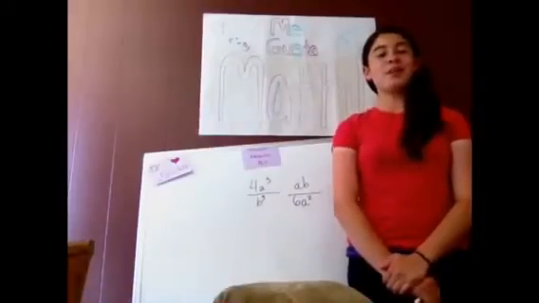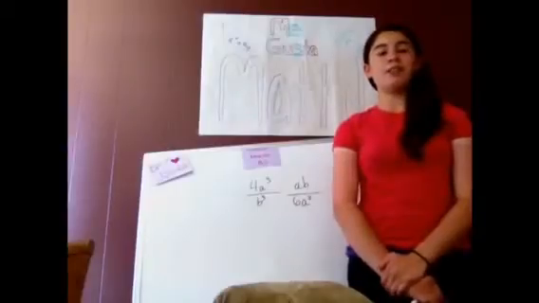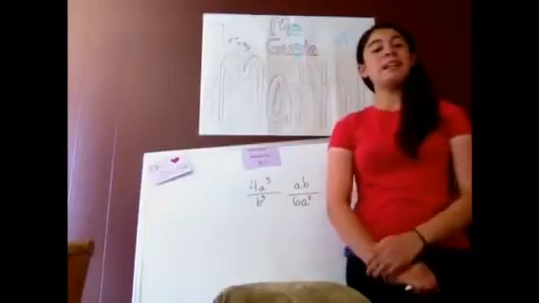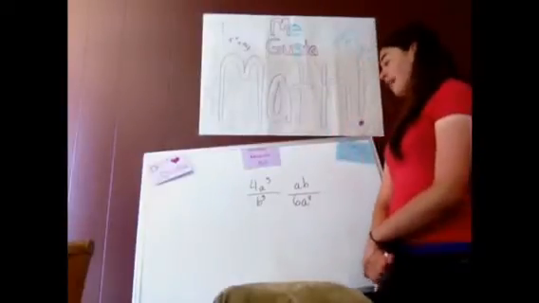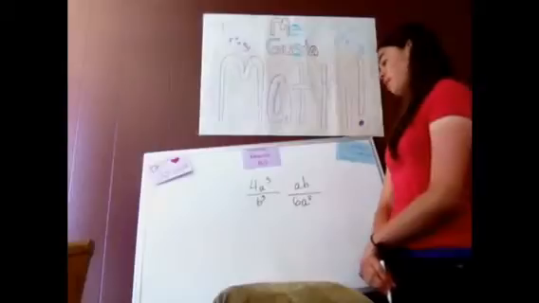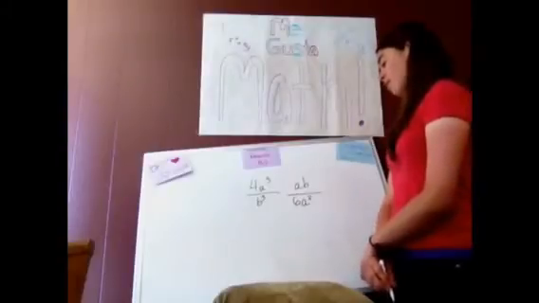Congratulations! You have completed your first step in simplifying rational expressions. Now, we will go a step further and learn how to multiply and divide them. Let's get started. Our first example is 4a cubed over b cubed times ab over 6a squared.